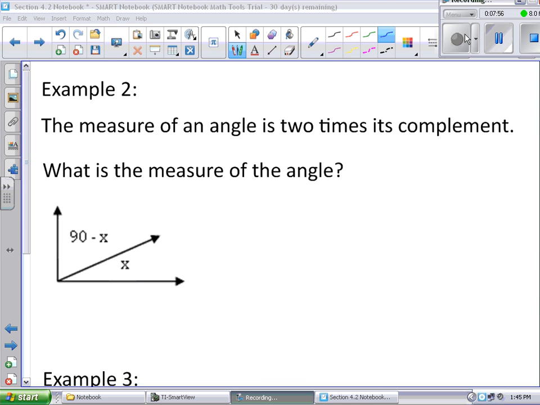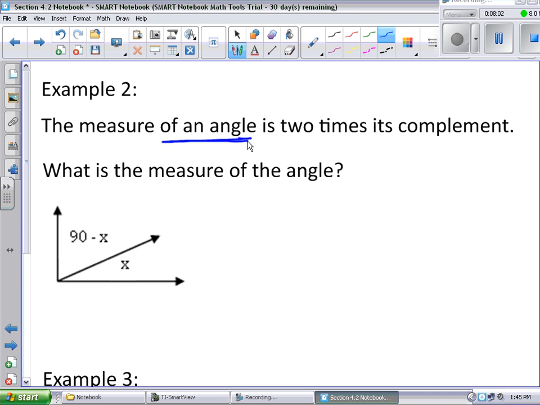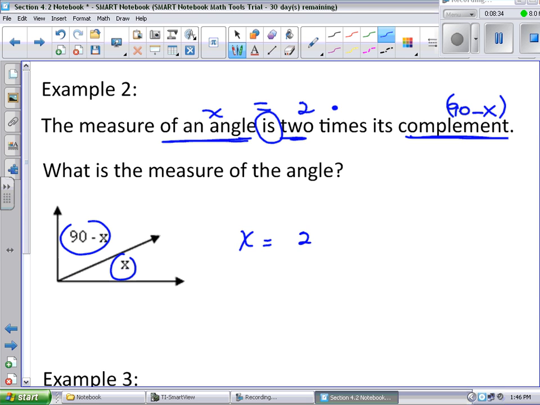Example 2. The measure of an angle is 2 times its complement. Its complement we're going to call 90 minus x. The measure of the angle x is, that's where the equal mark goes, 2 times, and times means multiply, its complement. Now I'm going to have to put the 90 minus x in parentheses. So I'll have the measure of the angle x is equal to 2 times 90 minus x.